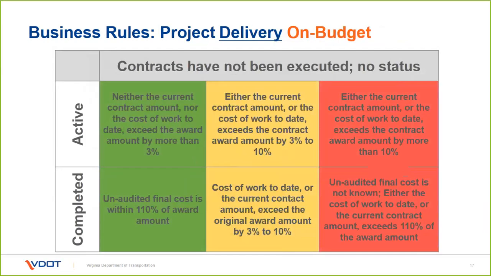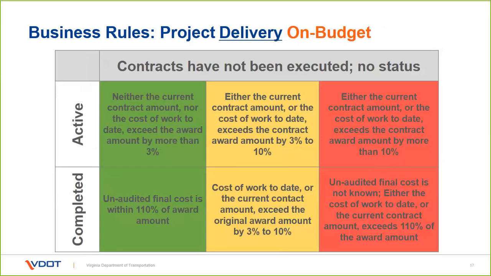Budget information for project delivery for these contracts has not changed. This is exactly how we have it on the dashboard today. It's green if your cost of work to date is within 103%. Between 3 and 10% over, it goes yellow, because we do allow a 10% contingency on the payments to contractors, and anything over that is red.